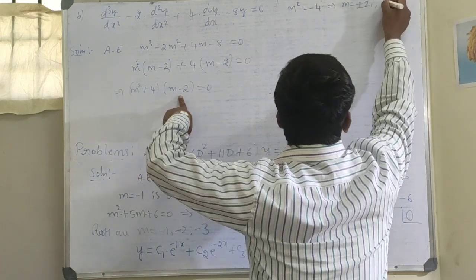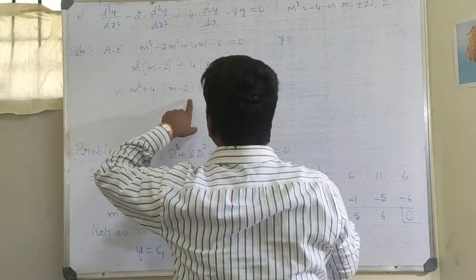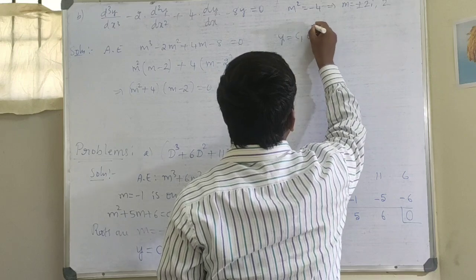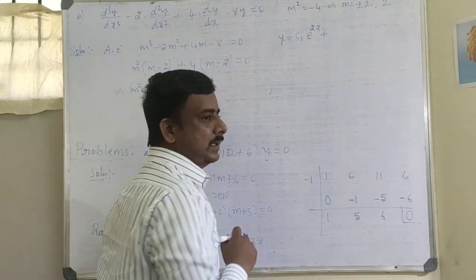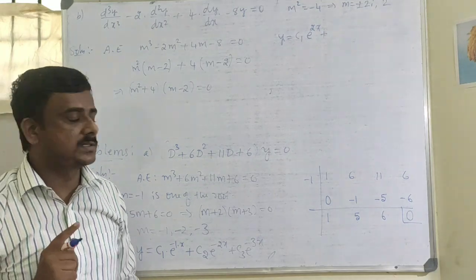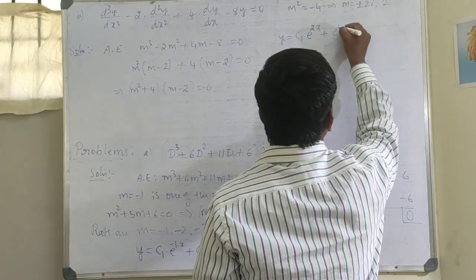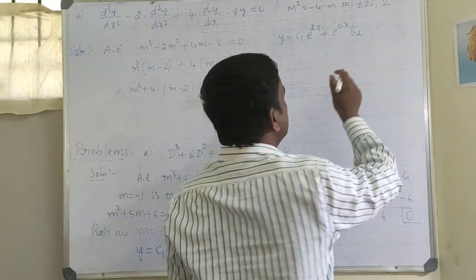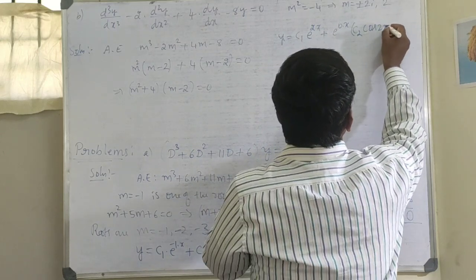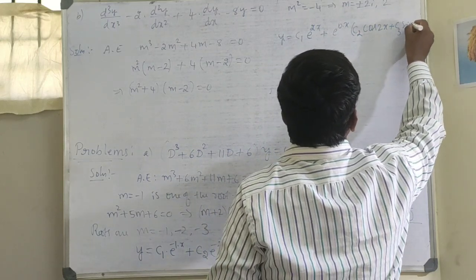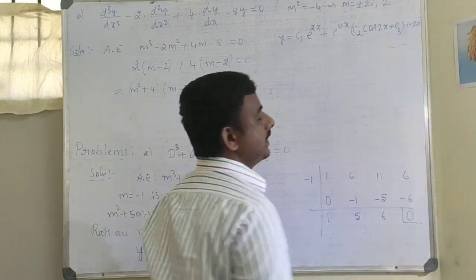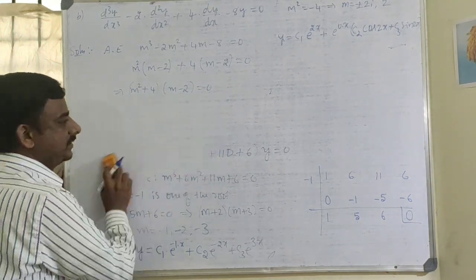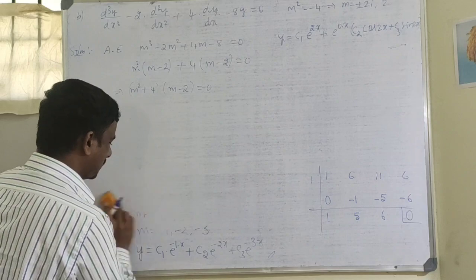And another root is 2. So in that case, y equal to, I'll write the complex root later. First the real root, c1 e power 2x plus, now come to this. I have m equal to plus or minus 2i. So the real part is 0, so e power 0 into x is 1, times c2 cos 2x plus c3 sin 2x. So that is the solution of the given homogeneous linear differential equation. So I got the case of complex numbers.